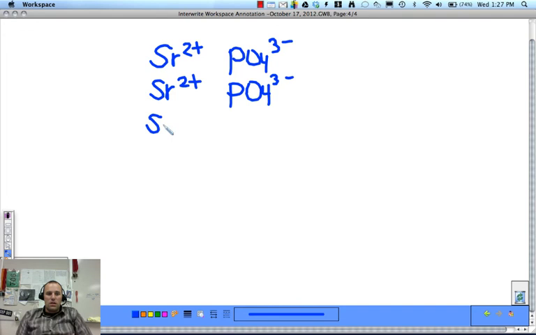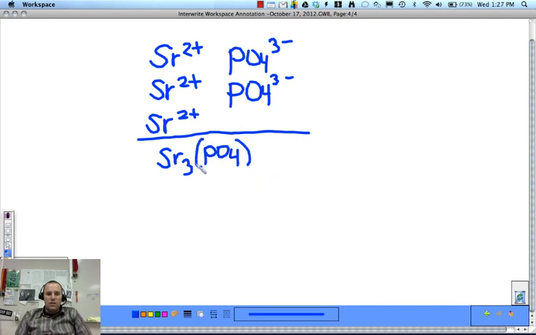Nope. But look, lo and behold, if I add another one of these, 2, 4, 6 positives, and 3 plus 3 makes 6 negatives. Now I have the balanced formula. 1, 2, 3 strontium, so Sr3, and 1, 2 phosphates, so PO4. Remember, I want to say 2 of this entire thing. So since it's a polyatomic ion, I have to put it in parentheses. Okay? And there you go. There's your formula. Strontium phosphate is Sr3(PO4)2.